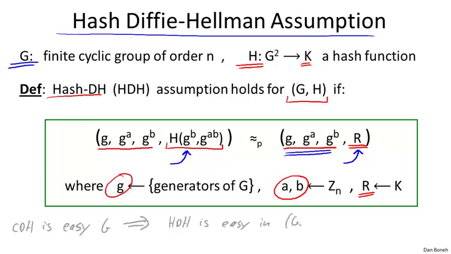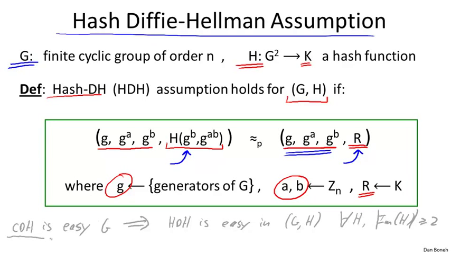In fact, I'll say for G, H, and this is true for all hash functions where the image of the hash function contains at least two elements. In other words, all I want to say is that the hash Diffie-Hellman assumption is easy for all hash functions that don't map everything to a single point, which is true for almost all hash functions of interest to us. So actually, this is a really simple statement to prove.